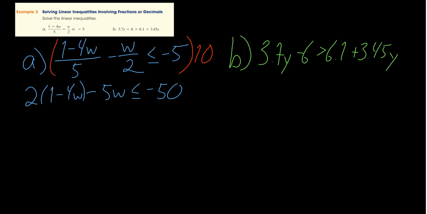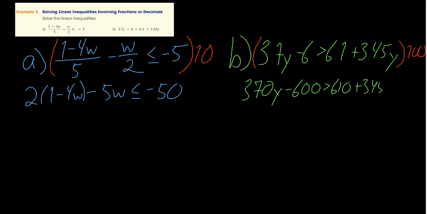So I didn't leave myself too much room here, so we're going to multiply the entire problem by 100. Probably not going to show up on the notes, but I don't know if you guys even look at the notes anyways. So we've got 370y minus 600 is greater than 610 plus 345y. Okay. And then proceed like we did in the first two.